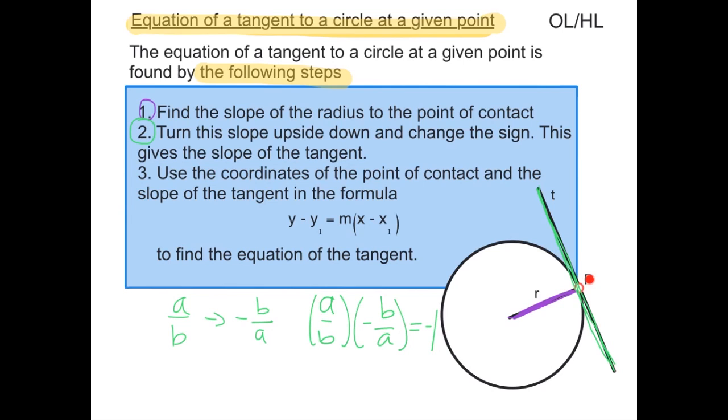and we know that the point of contact P is on that line, so then we can use the coordinates of the point of contact P in this case, and the slope of the tangent, this green line labeled T. We use those two values in the formula y minus y1, so y1 is the y coordinate of P here, m is the slope of your line, the green slope here, and x1 is the x value of your point of contact. Then you can find the equation of the tangent.